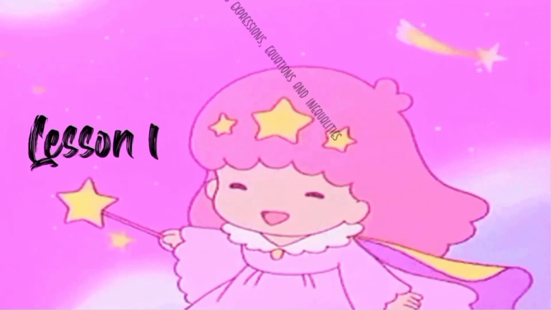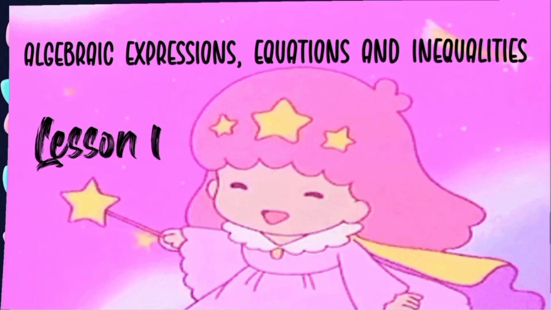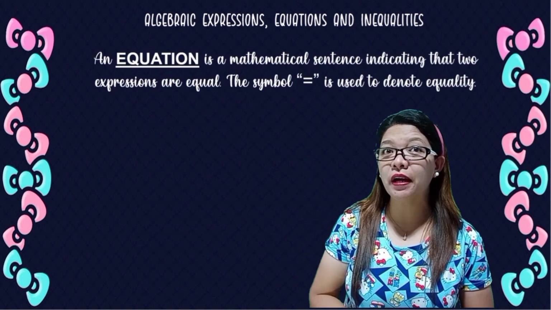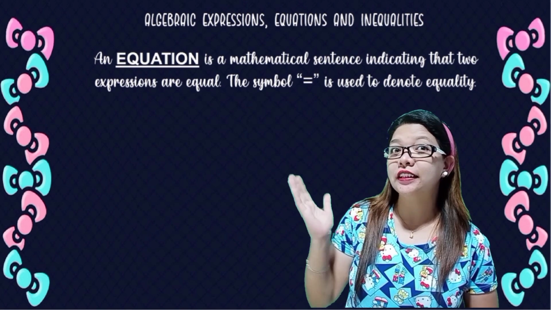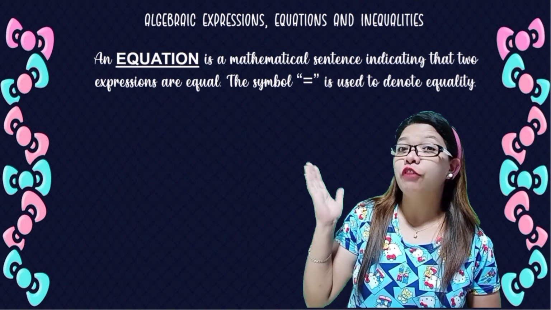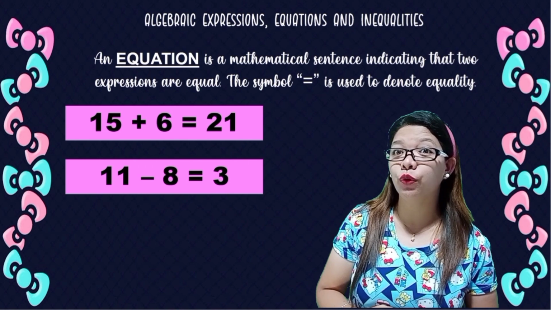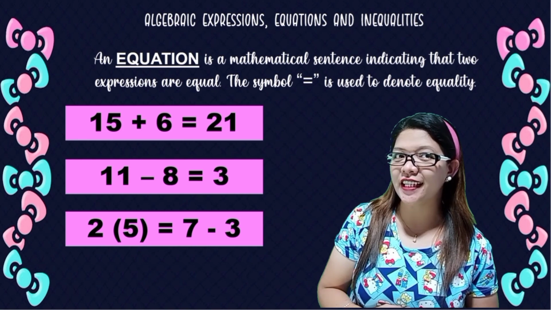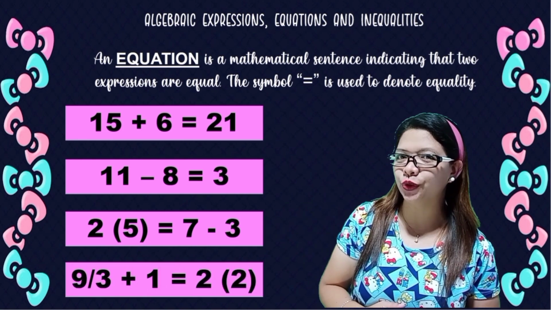Lesson number 1. Algebraic expressions, equations, and inequalities. An equation is a mathematical sentence indicating that two expressions are equal. The symbol equal is used to denote equality. Example, 15 plus 6 equals 21. 11 minus 8 equals 3. 2 times 5 equals 7 minus 3. 9 over 3 plus 1 equals 2 times 2.